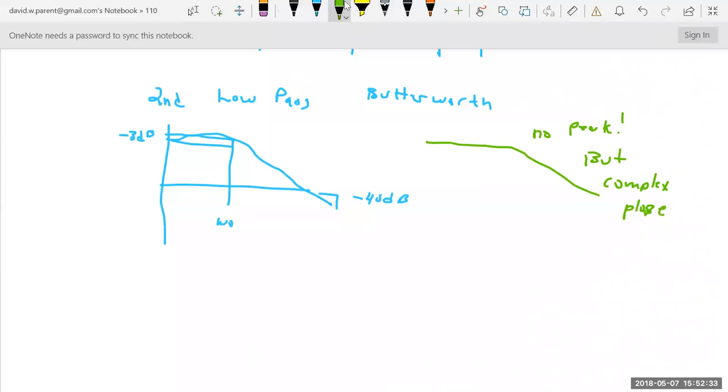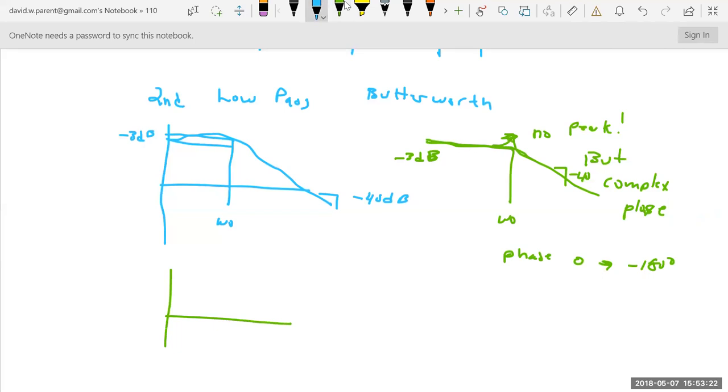But complex poles, right? You can't tell. The only way is that this is minus 3 dB at omega naught, minus 40 dB per decade, phase 0 to minus 180 degrees. So you know it's a second order system, right? But you're at minus 3 dB at omega naught. Now, or minus 4 or minus 5. The thing is it'll start to resonate, so that means there's complex poles. And the step response, right?